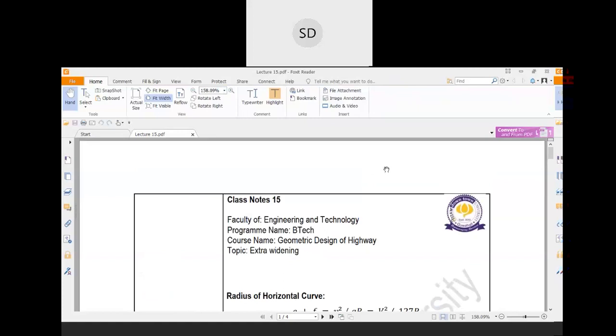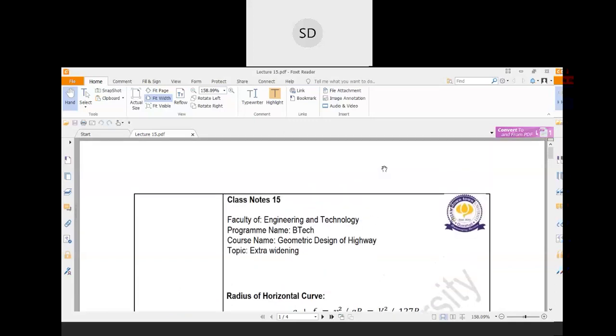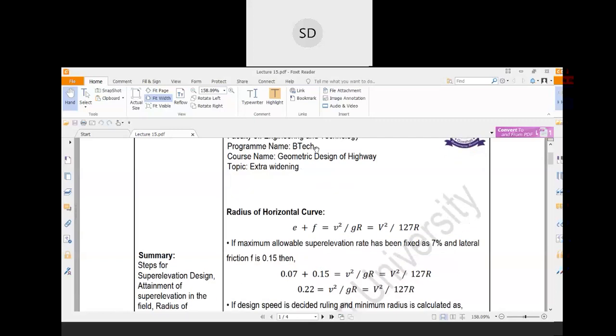So in our previous class, we discussed super elevation and how to design the super elevation in case of mixed traffic condition. There are 4 steps which you have to follow for the mixed traffic condition, and we have solved some numericals also. So now we will discuss the horizontal curve, that is, how you find out the radius of the horizontal curve.